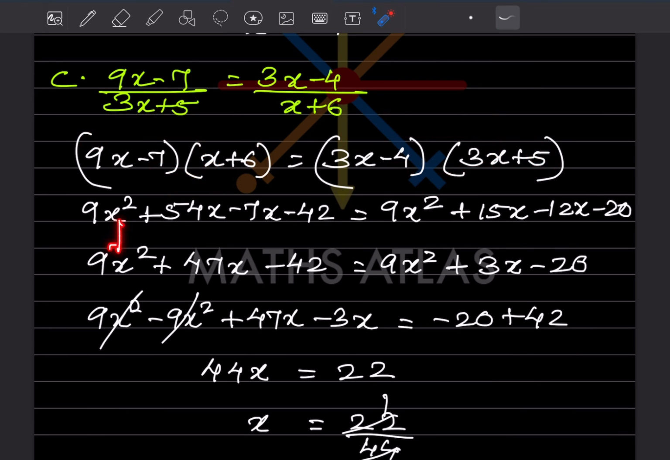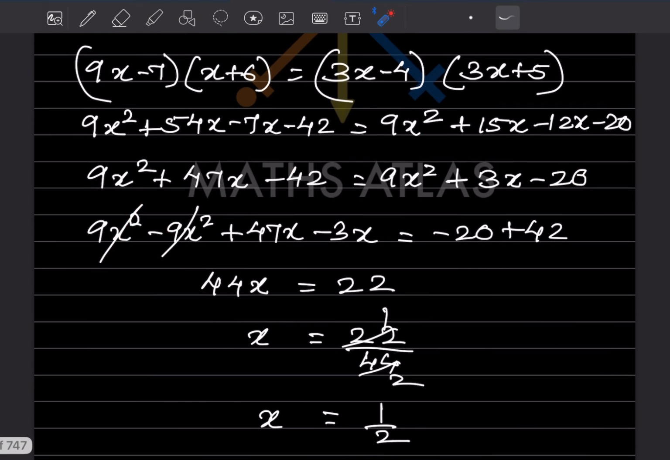So here 9x square as it is, this is going to be plus 47x minus 42. It is going to be 9x square, this is going to be 3x, and this will be minus 20 as it is. So this you can take on this side. This is the same. This is the same. This will take on this side, that will be minus 3x. So this will be the same. This minus 42 is going to be plus 42. So this and this get cancelled.